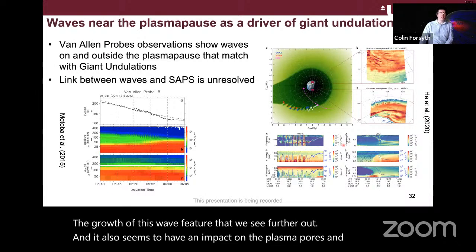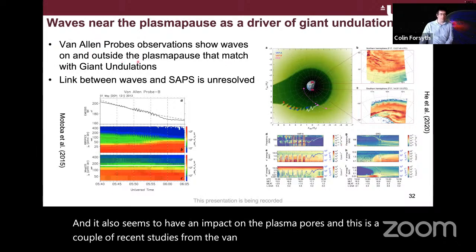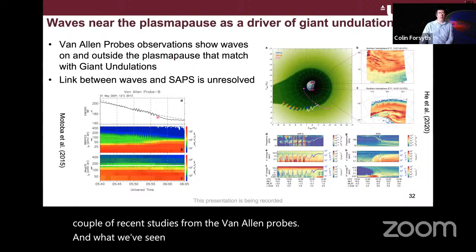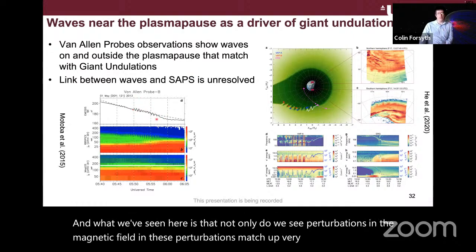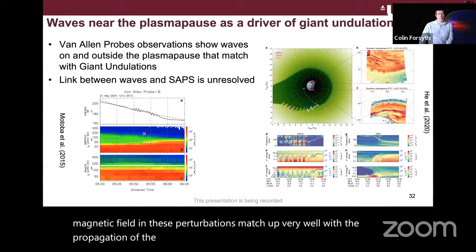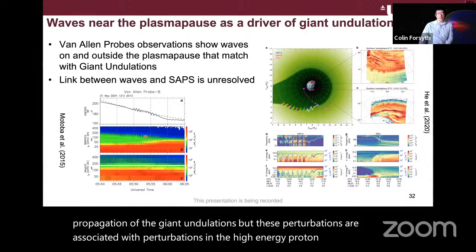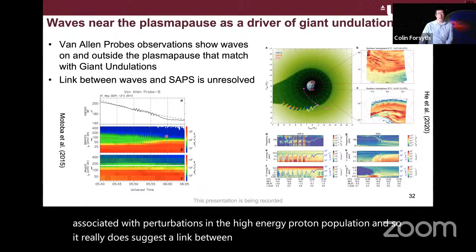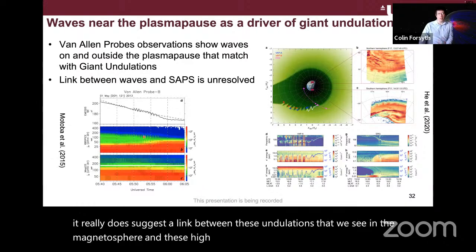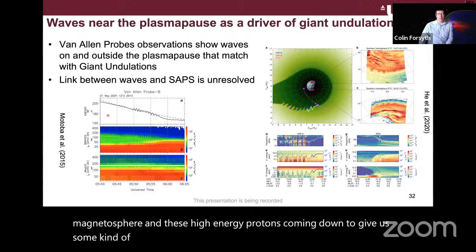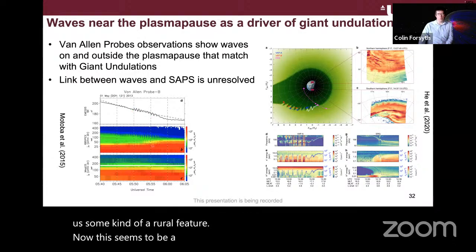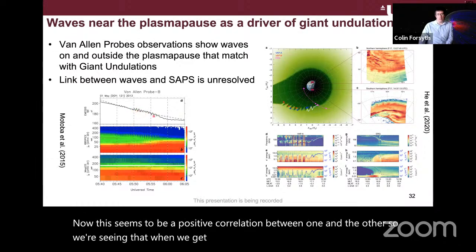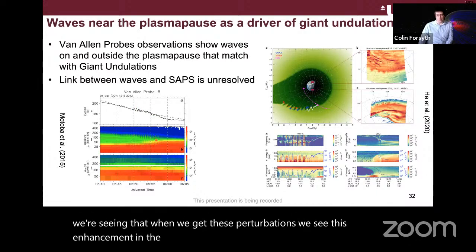This is from a couple of recent studies from the Van Allen probes. What we've seen here is that not only do we see perturbations in the magnetic field, and these perturbations match up very well with the propagation of the giant undulations, but these perturbations are associated with perturbations in the high energy proton population. It really does suggest a link between these undulations that we see out in the magnetosphere and these high energy protons coming down to give us some kind of auroral feature. This seems to be a positive correlation: when we get these perturbations, we see this enhancement in the protons at high energy here.